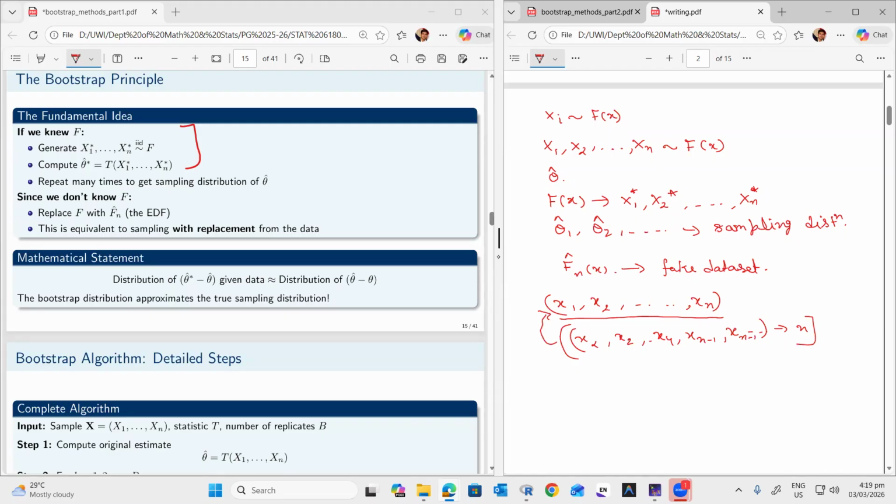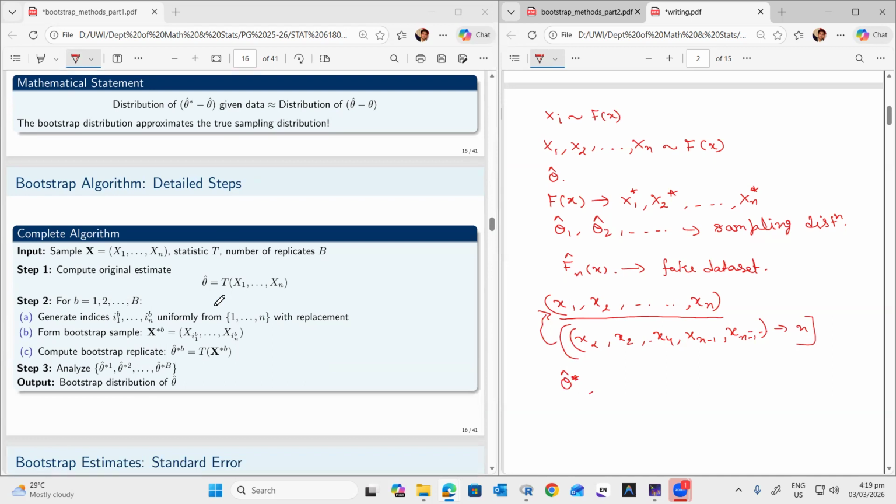All right. So for each sample, we will calculate the theta cap star. The distribution of theta cap star across those fake data sets approximates the true sampling distribution of theta cap. In the mathematical statement, for the given data, the distribution of theta cap star minus theta cap approximates the distribution of theta cap minus theta. The bootstrap distribution approximates the true sampling distribution.